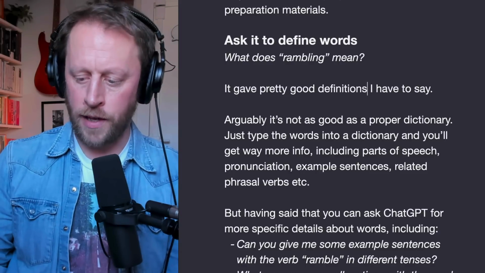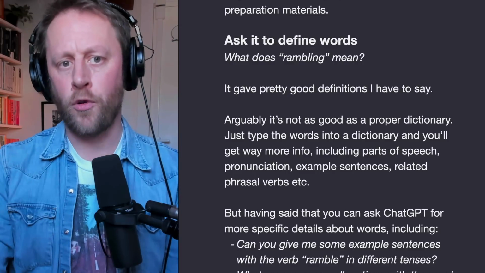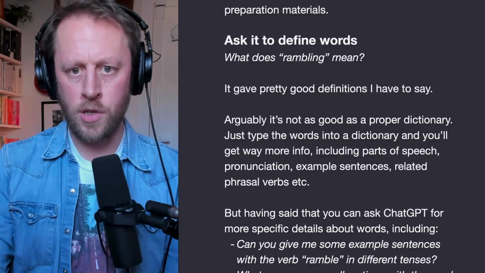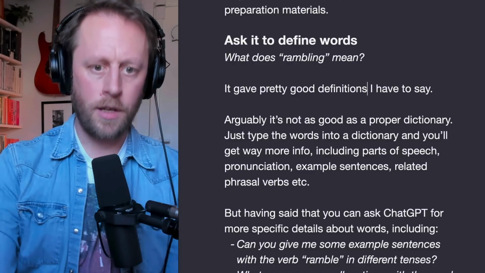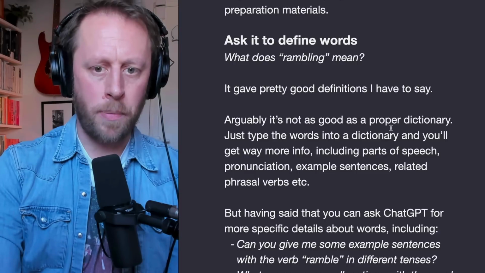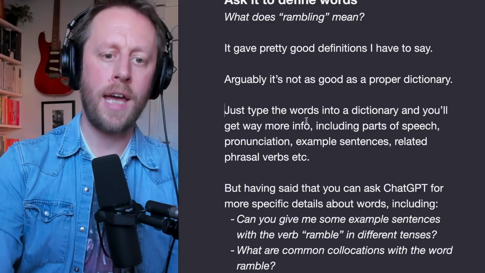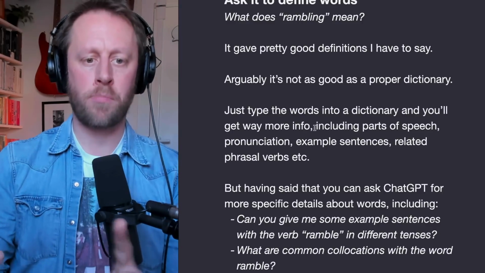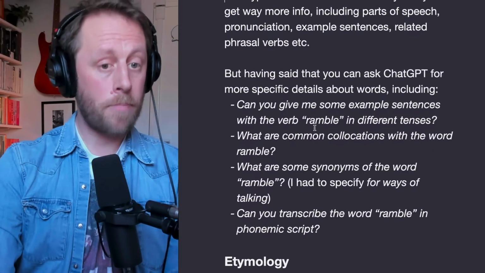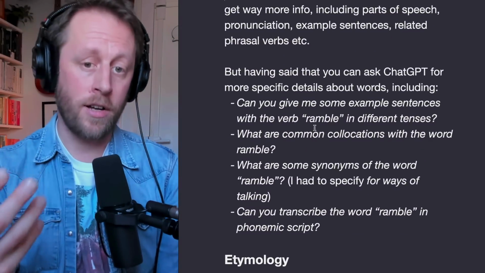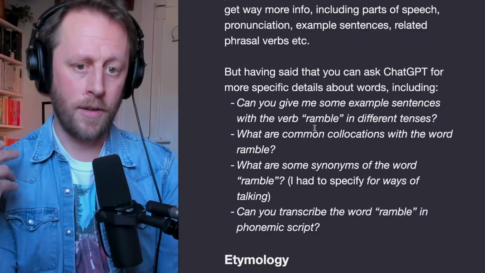It didn't give us other things that oxforddictionaries.com gave us. I didn't mention before, one of the most important things that you get from Oxford dictionaries, and probably the other ones, is the example sentences. So arguably it's not as good as a proper dictionary. Just type the words into a dictionary and you'll get way more info, including the parts of speech, pronunciation, example sentences, related phrasal verbs, and so on. But having said that, you can ask ChatGPT for more specific details about words, including things like this.